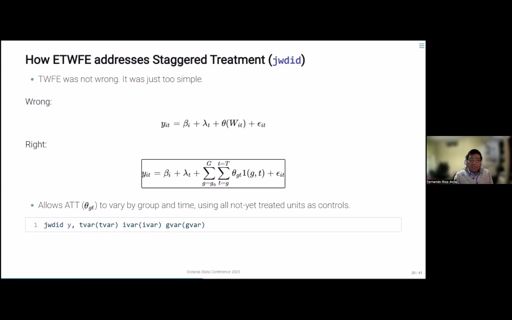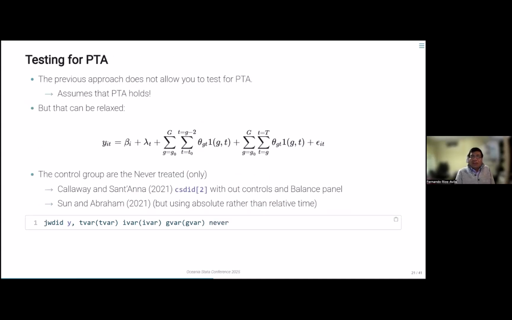One problem with this specification is that it already assumes that the parallel trends assumption holds. So what if you want to test whether the parallel trends assumption holds or not? Well, in that case, you can extend the specification and include the interactions not only for the post-treatment periods, but also for all the pre-treatment periods. Doing this basically says that the only group considered as your control is the never-treated units.